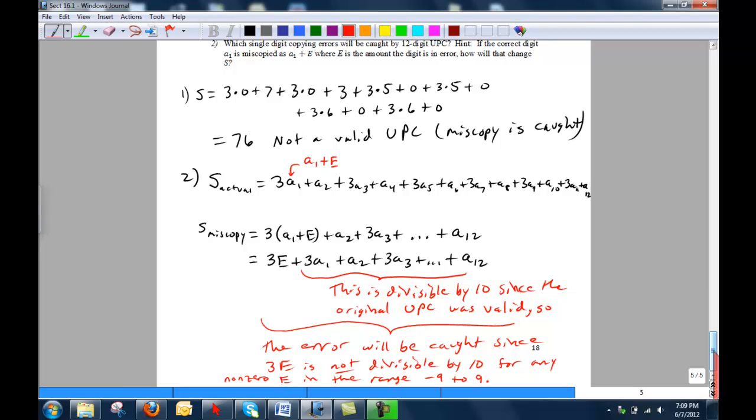This was all in section 16.1, and this is the only section of chapter 16 that we're going to talk about.